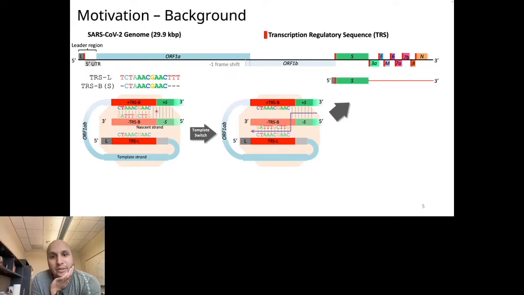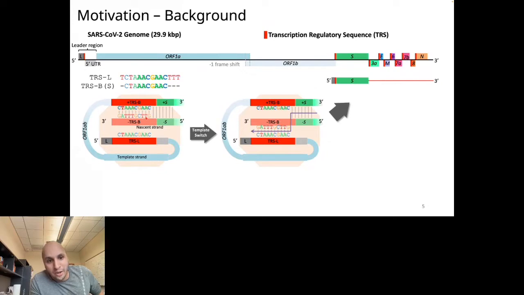We're looking at just in front of spike. There's this red box over here that I call a transcription regulatory sequence. And you'll see that the same sequence occurs in different places in the genome. And what actually happens is super interesting. At this sequence, this is the template strand. It's making a copy of the template strand, and it's producing a new strand, the nascent strand. And you can see complementary base pairing happening. So at this point, what can happen is something known as template switching.